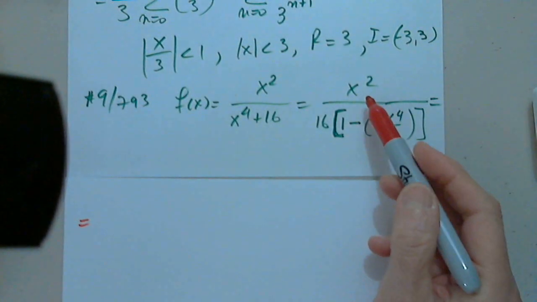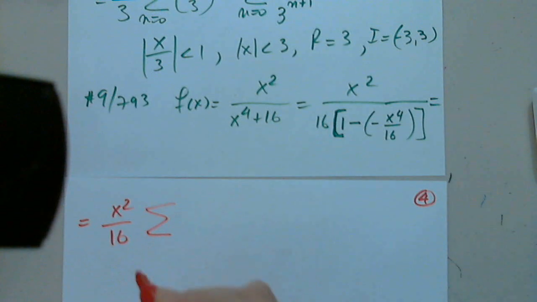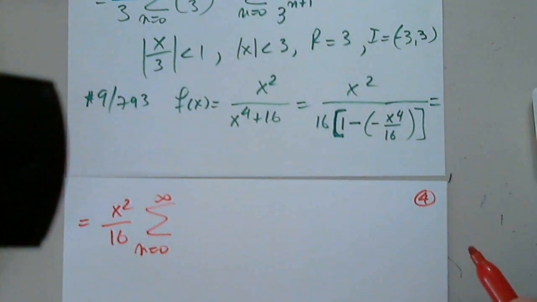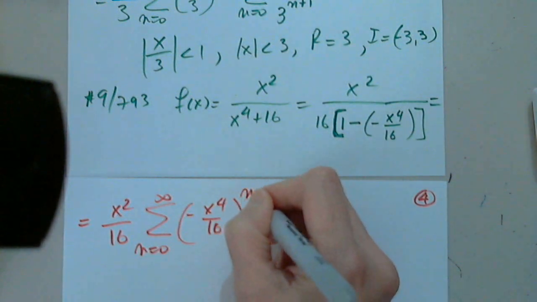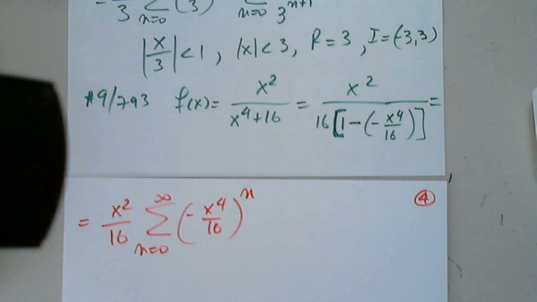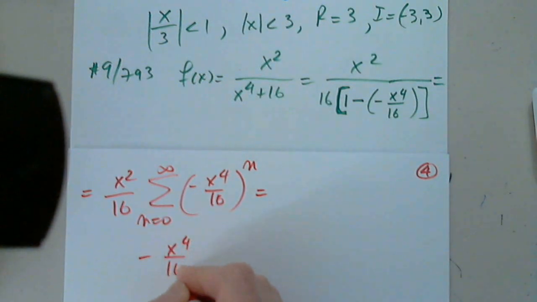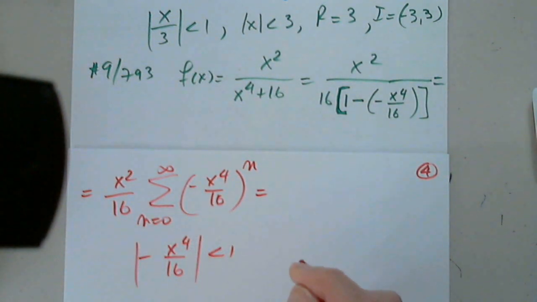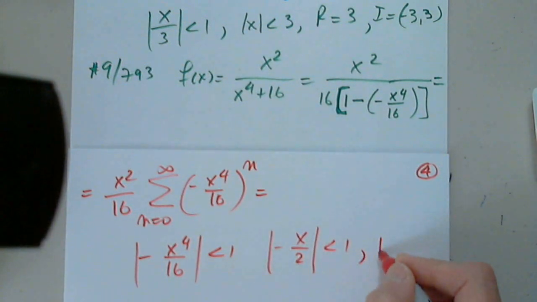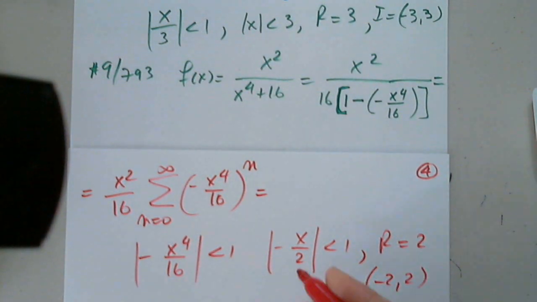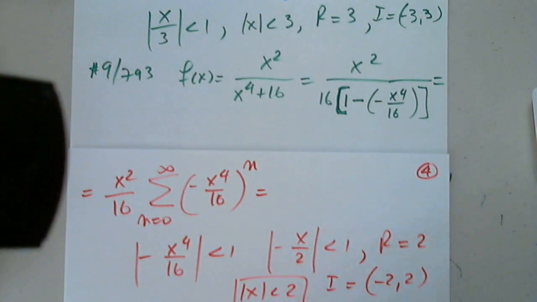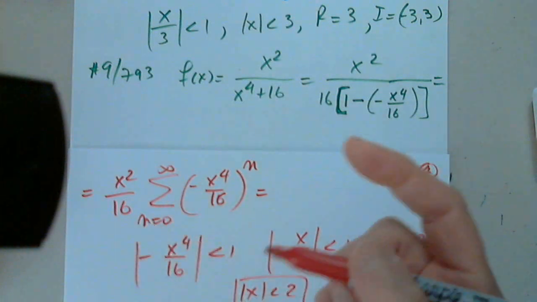Okay, so we have an x squared over 16 in front. We have the sum from n equals 0 to infinity. And we have negative x to the 4th over 16 and everything raised to the nth power. Let's see how we simplify all this. And of course, we have negative x to the 4th divided by 16 in absolute value less than 1, or nothing else but x over 2 in absolute value less than 1. So the radius of convergence is 2 and the interval is -2 to 2, because this is the same as this. Okay, so let's see how we simplify.